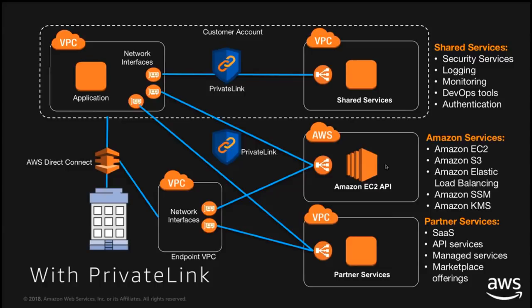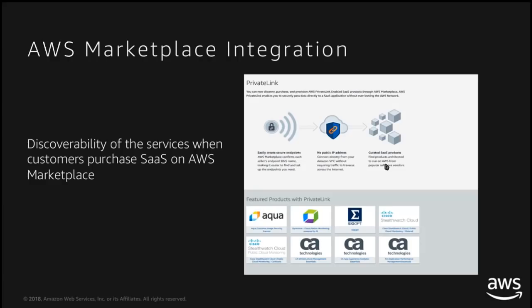One of the neat things is if you decide to consume these third-party services through Marketplace, so we've got Marketplace sellers such as Aqua Security, they do container security, or Cisco Stealthwatch Cloud, which does network monitoring, CA for application monitoring. If you want to access any of these software as a services from your VPCs, when you provision them through Marketplace, the private link is created automatically. So you don't have to worry about any configuration. You just click on, hey, I want a private link, and it shows up in your VPC. So that's a pretty cool integration for Marketplace.